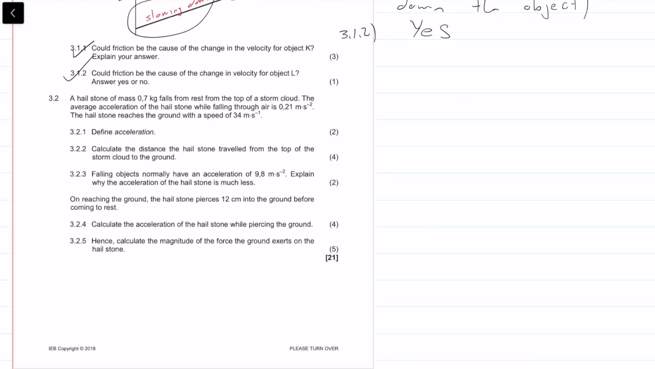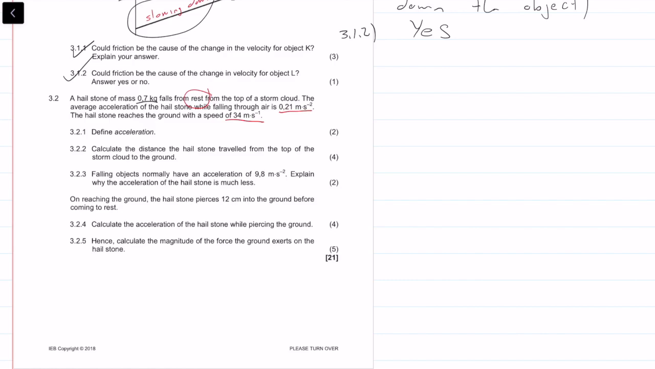A hailstone of mass 0.7 kilograms falls from rest at the top of a storm cloud. The average acceleration of the hailstone while falling is given, and the hailstone reaches the ground with a speed that is also given.